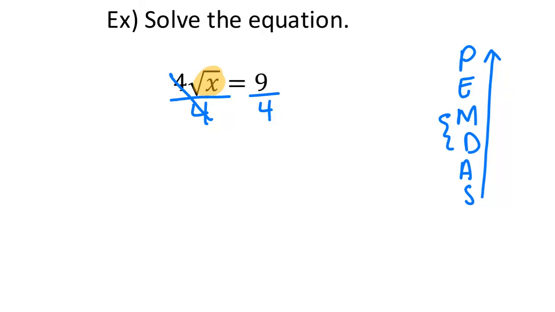And then my 4's cancel. And I get the square root of x equals 9/4. I can't simplify it. The only thing that goes into 4 is 2. 2 doesn't go into 9. And I'm not going to get a decimal. You leave it as a fraction. 9/4, you leave it as a fraction.